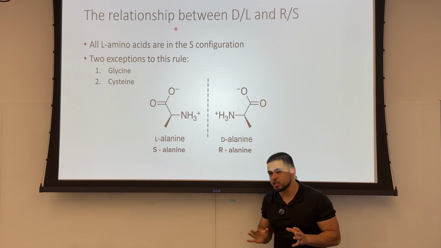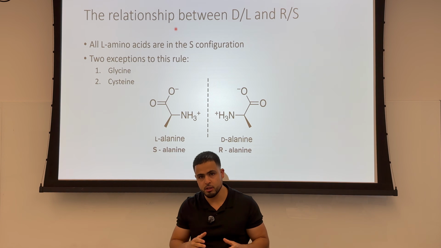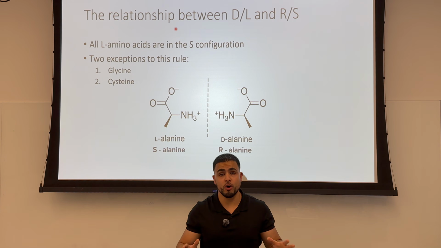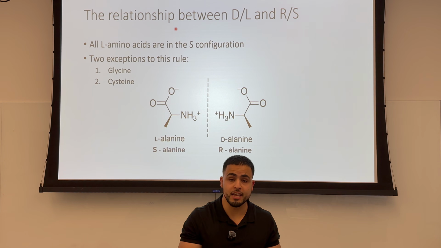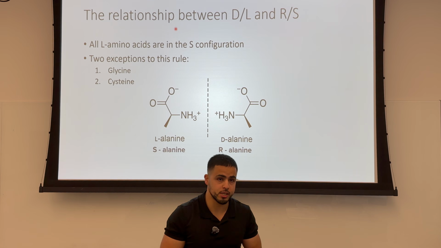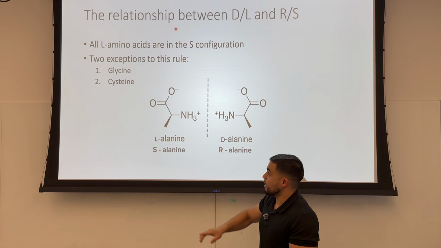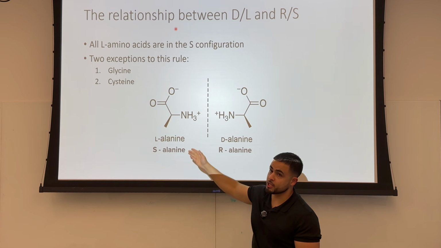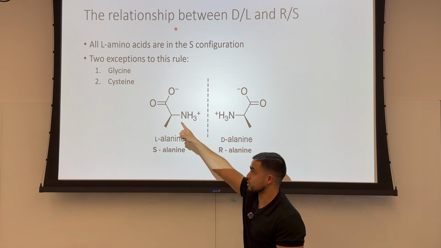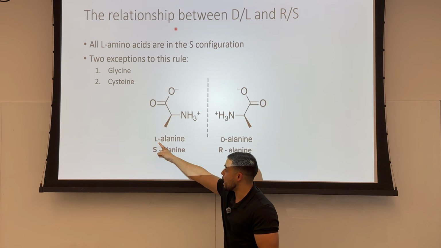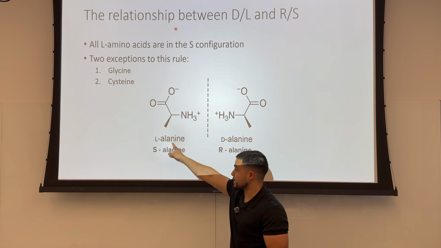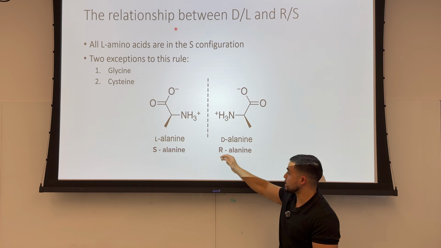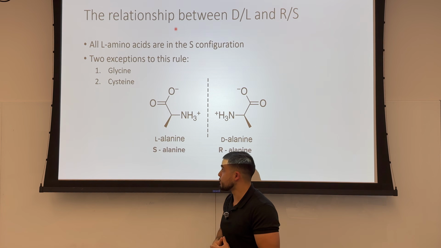All right, so what is the relationship between D/L classification and R/S absolute configuration? All L amino acids will have the S absolute configuration, with two exceptions, as we'll see in a bit, and those are glycine and cysteine. So if you look at this over here, this is alanine, but really you can replace it with any other amino acid besides those two. If it has the L classification, it'll have the S absolute configuration, and if it has the D classification, it'll have the R absolute configuration.